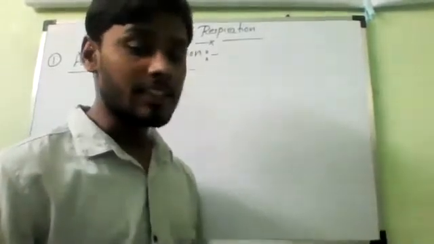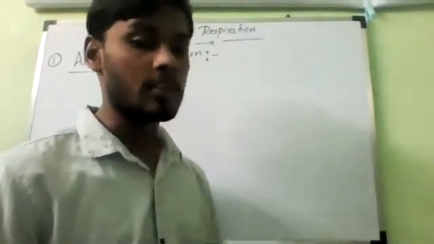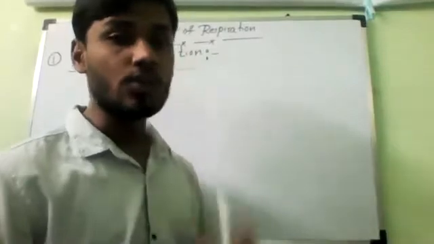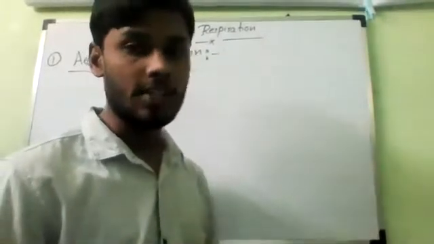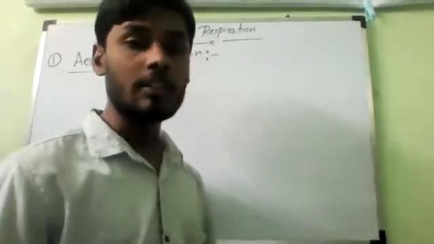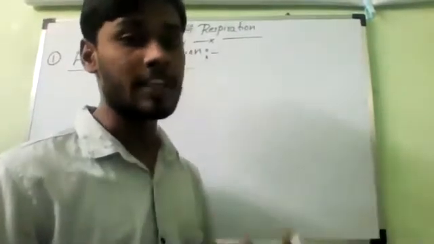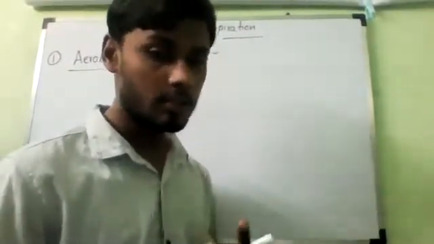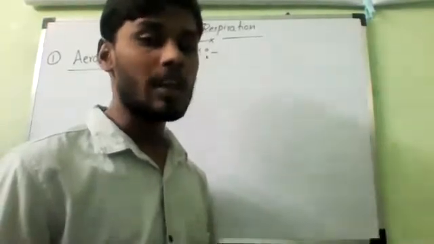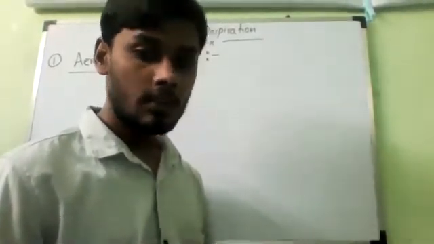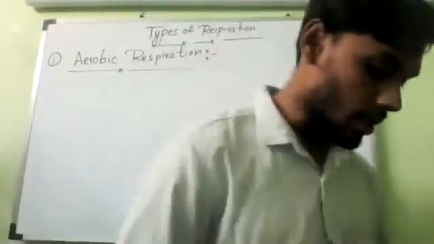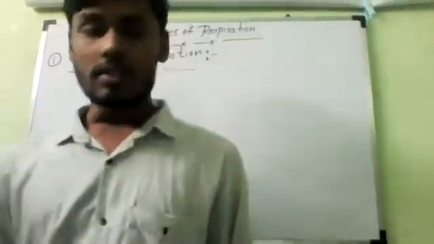So this is all about aerobic respiration. Aerobic respiration means you should remember that complete equation. That's all. If you remember that equation, two things you should remember: one is cytoplasm, and the next one is mitochondria. That's all.